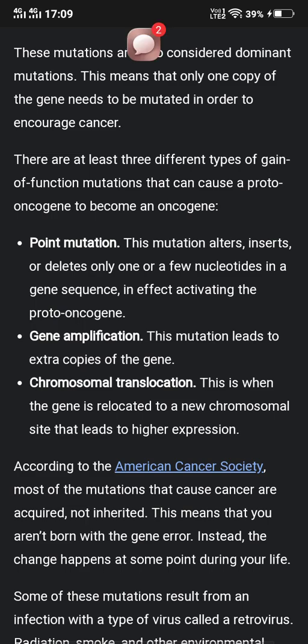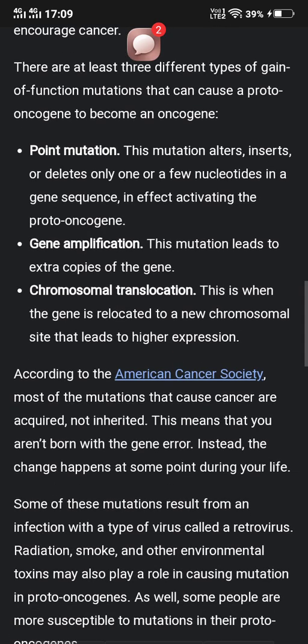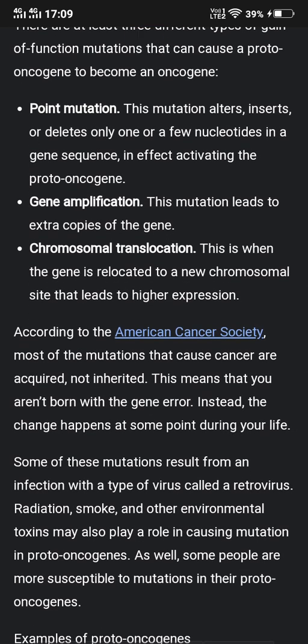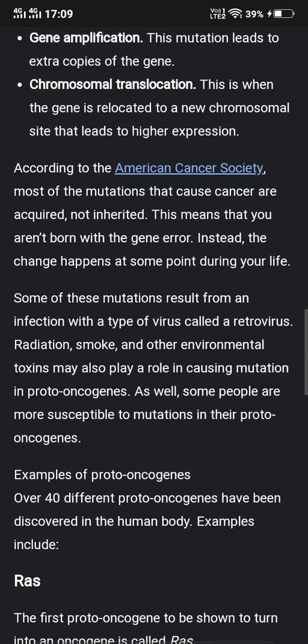According to the American Cancer Society, most of the mutations that cause cancer are acquired, not inherited. This means that you aren't born with the gene error. Instead, the change happened at some point during life. Some of these mutations result from an infection with a type of virus called a retrovirus. Radiation, smoke and other environmental toxins may also play a role in causing mutations in proto-oncogenes. As well, some people are more susceptible to mutation in their proto-oncogenes.